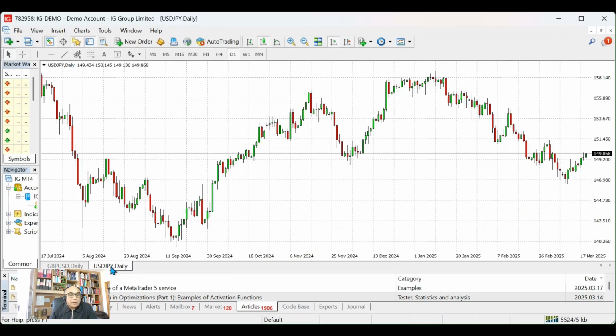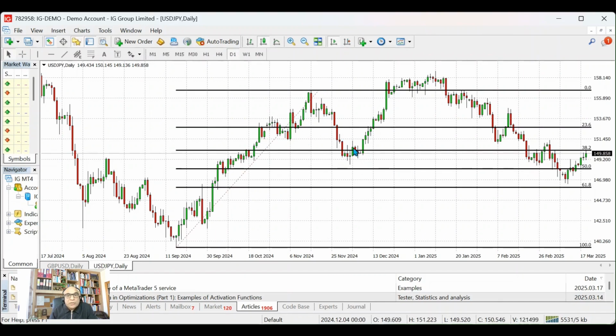Let's look at another chart. If I just take this move here, within this move, you could see that there was a bounce of 38.2%. The price action never came back here, but it bounced off 38.2%, then broke the previous highs. So this is how important Fibonacci levels can be.